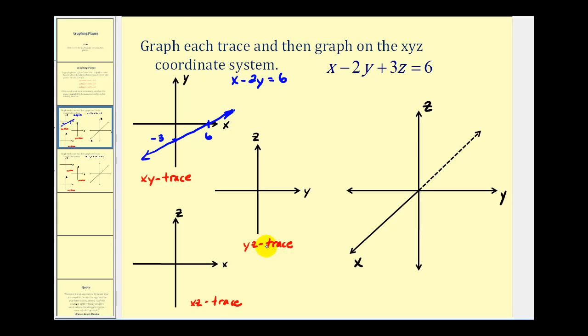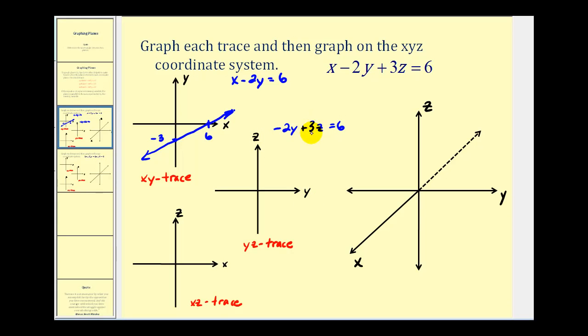To determine the YZ trace, or where the plane intersects the YZ plane, we'll set x equal to 0. That'll give us the line negative 2y plus 3z equals 6. Notice how we have changed the orientation of the axes. This is now the y-axis. This is now the z-axis.